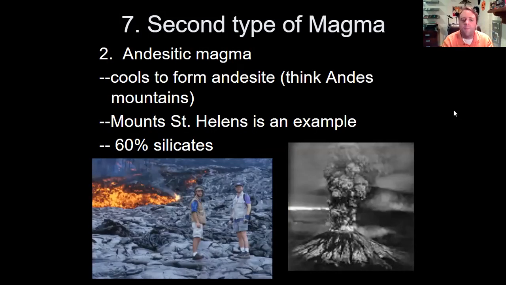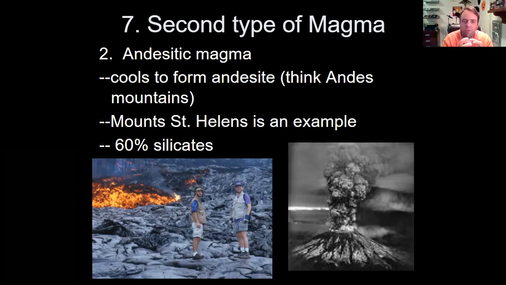The second type of magma, andesitic magma, cools to form a rock called andesite. Think Andes Mountains. This is higher silica content. So now we've got this higher silica, the magma is stickier. And because of that, as the magma comes up to the surface, it gets stuck. It sticks. It builds up pressure. The gases that are in it try to bubble out because of the decreasing pressure as it rises, but can't because of the high silica content. Pressure builds up too much, explosion.